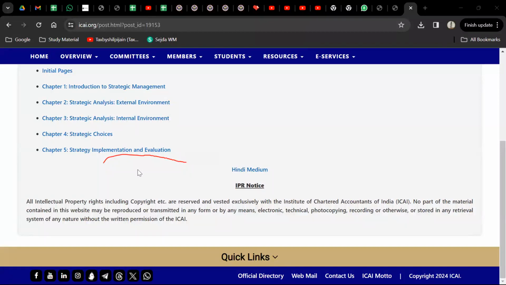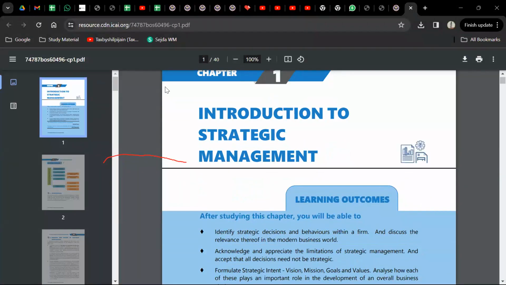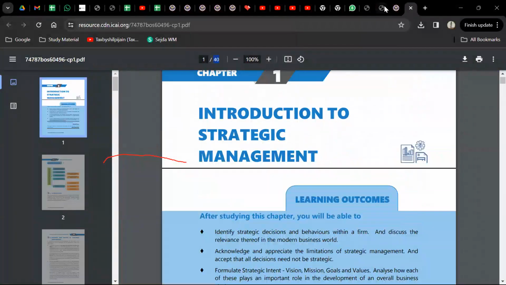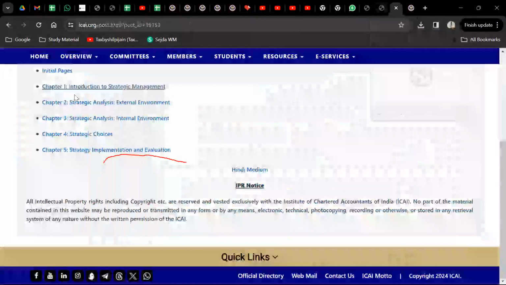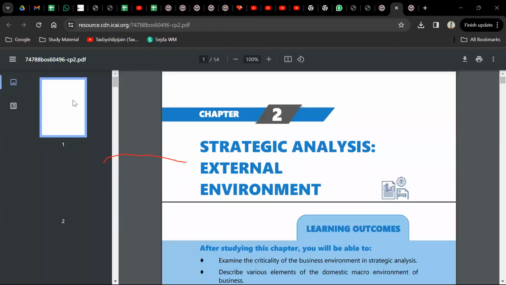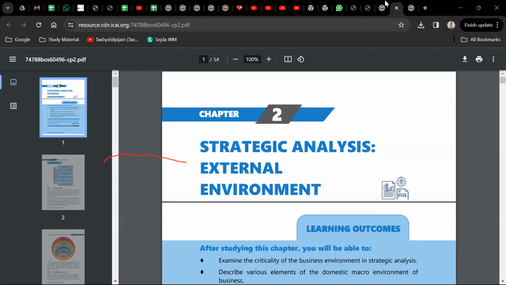Why? Because we are not expecting you to give that much effort. If you check your study material, I'll show you, I'm opening this introduction chapter. The exam weight of this particular chapter is 10 marks. If you see here, each and every chapter of SM is given maybe 40 or 46 pages, like this. All the chapters are covered like this.